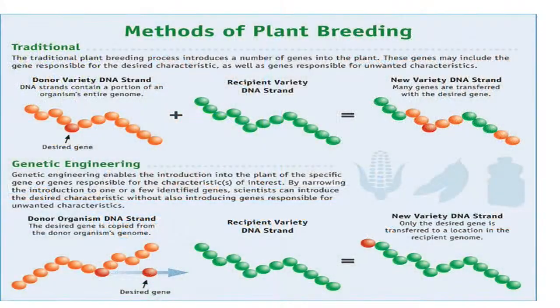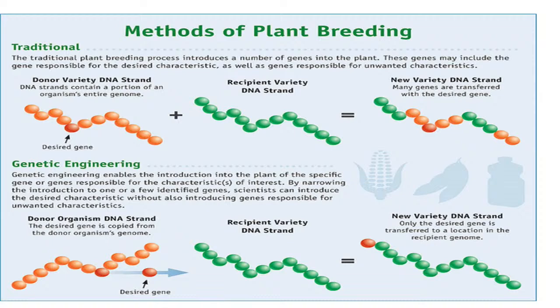I would like you to look at the two methods. The traditional plant breeding process introduces a number of genes into the plant. These genes may include genes responsible for the desired characteristic you want, if you want it to be bigger or resistant, but you would also take with them the genes responsible for unwanted characteristics too. So you combine the two and get the new varieties. That is the traditional method which we used to do most of the time.